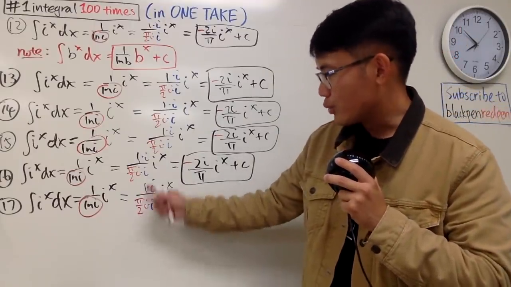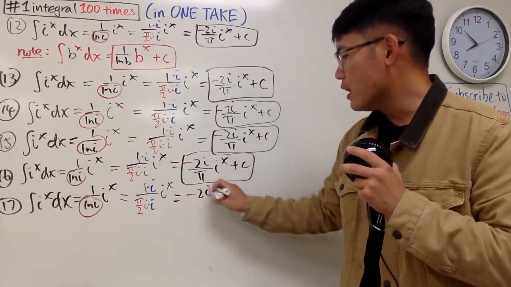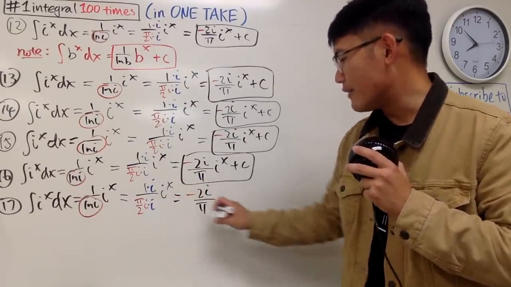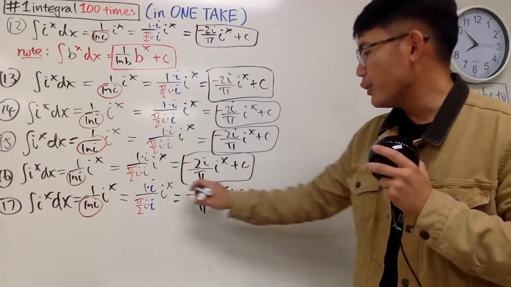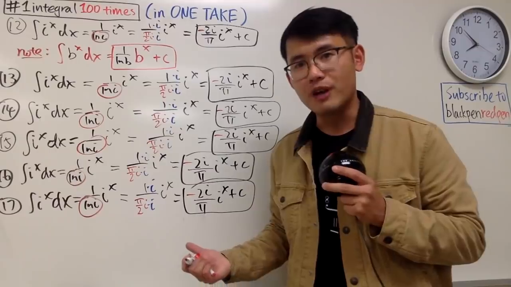And we can also bring the 2 to the top. So all in all, we get negative 2, and then the i right here over pi, and then we have i to the x power. I'm not going to do anything with the exponent. This right here is the answer on Wolfram Alpha, so I have to respect Wolfram Alpha.